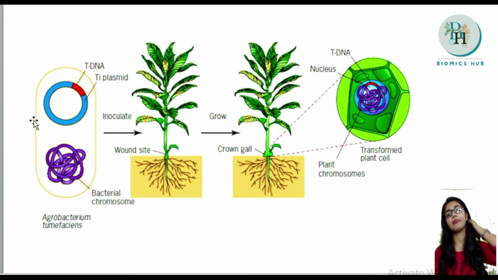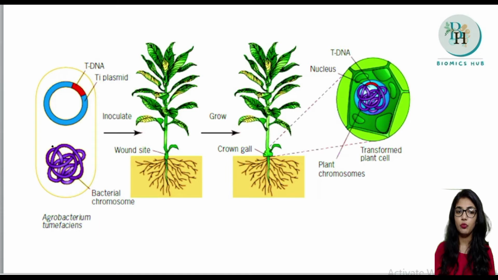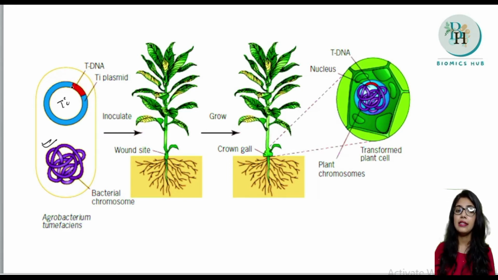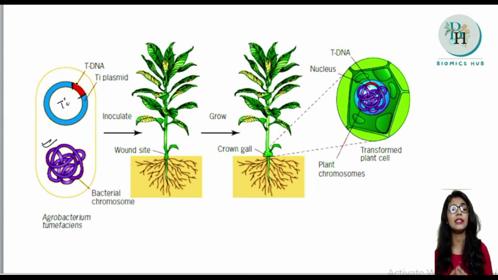This is a picture of Agrobacterium tumefaciens. Here we have the bacterial chromosome, and besides the bacterial chromosome there is a plasmid known as the Ti plasmid, because it is Agrobacterium tumefaciens. If it were Agrobacterium rhizogenes, it would have the Ri plasmid. The Ti plasmid has one portion known as tDNA, and this tDNA is transported to the plant. We will discuss how it is transported.